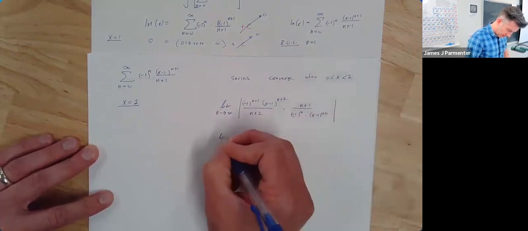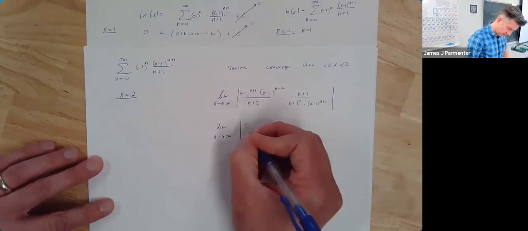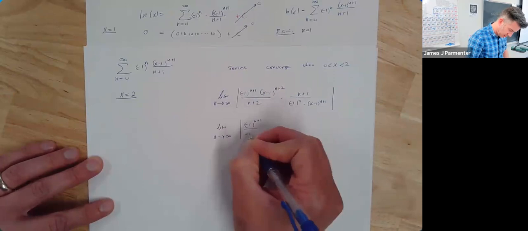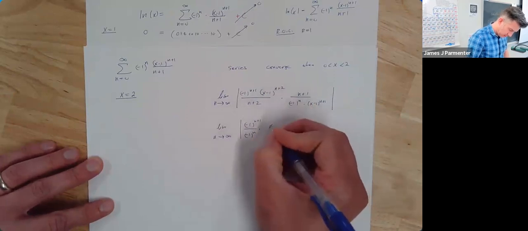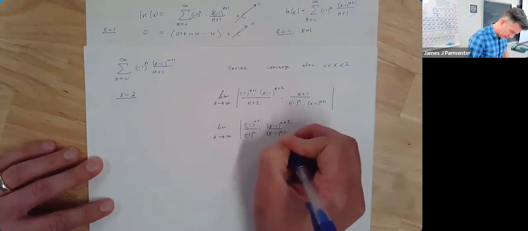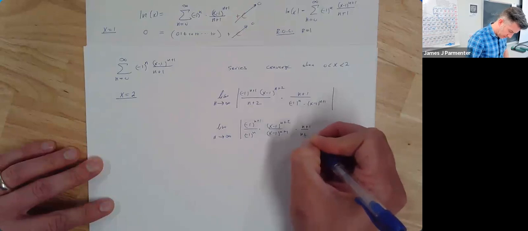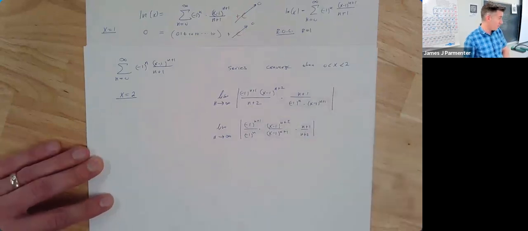Putting like things together, we don't really care about the -1s because they're just going to go away. (x-1)^(n+2) over (x-1)^(n+1), that's just going to be x minus 1. And finally, (n+1) over (n+2), that's the part we're actually going to take the limit of and get 1 for that part.